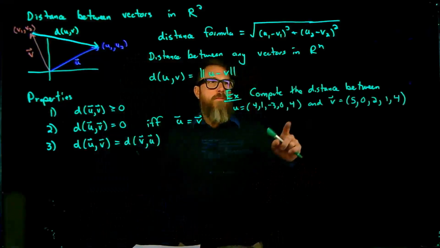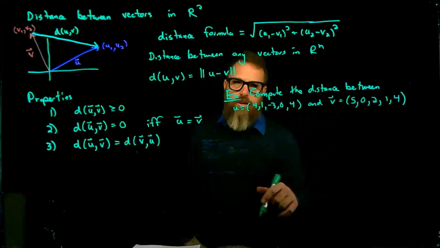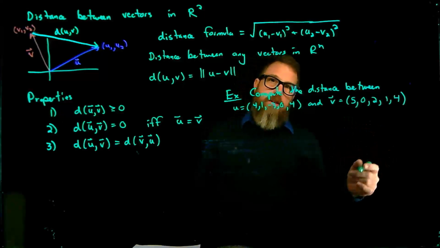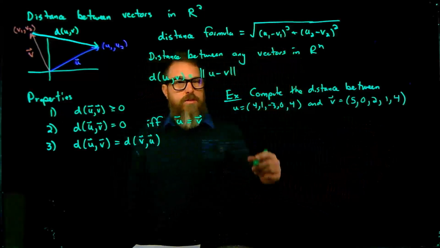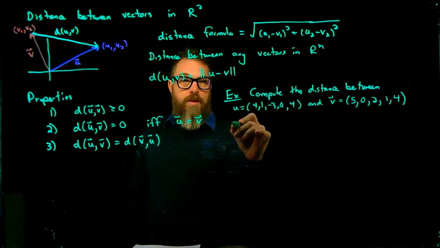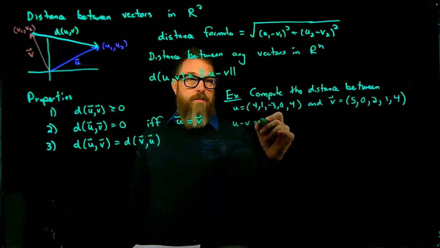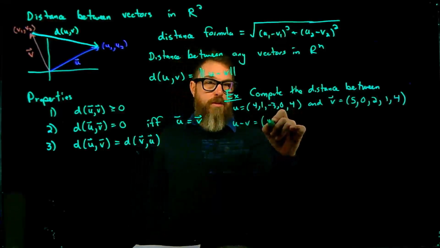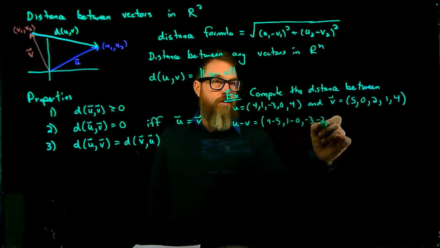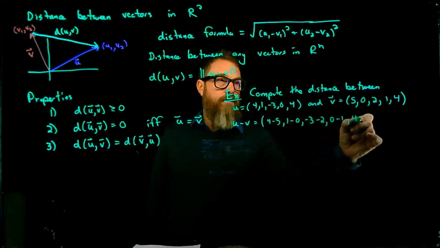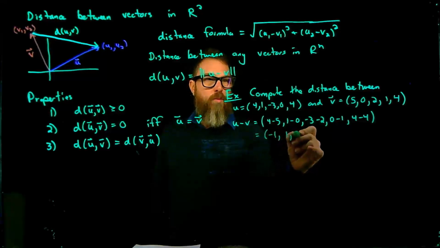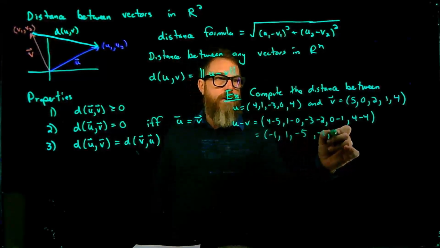So what I want to do is compute the distance between u and v. So u is in R5, v is in R5, so we can actually compute the distance between these 5-dimensional vectors. What I first have to do is find u minus v. Well, u minus v is going to be equal to, subtracting the components, 4 minus 5, 1 minus 0, 3 minus 2, 0 minus 1, and then finally 4 minus 4. So what we're going to get is the vector negative 1, 1, 5, negative 1, and 0.